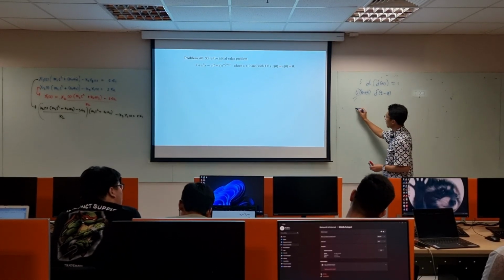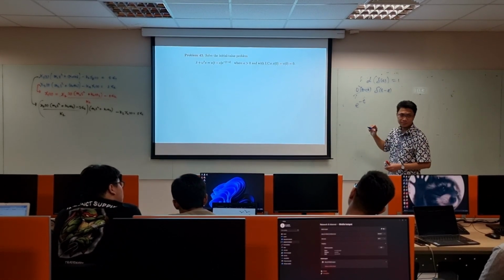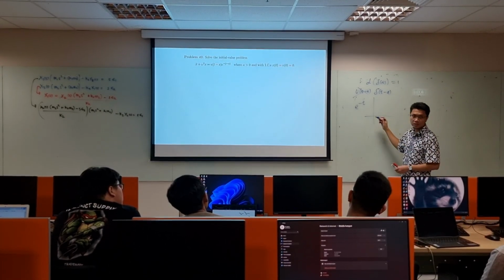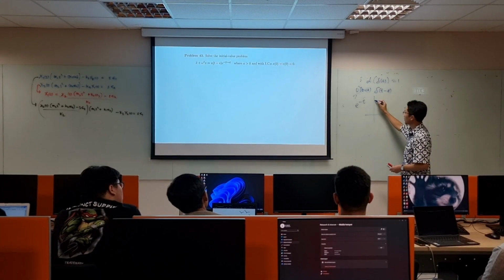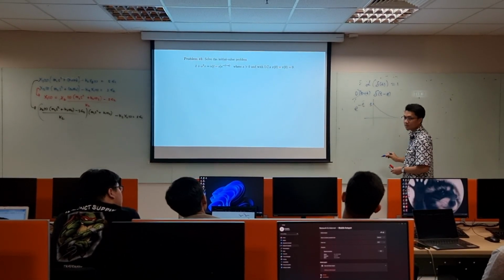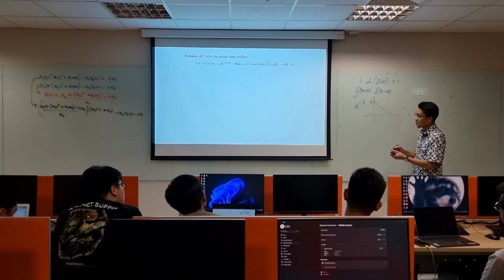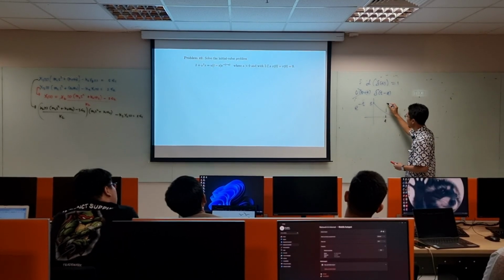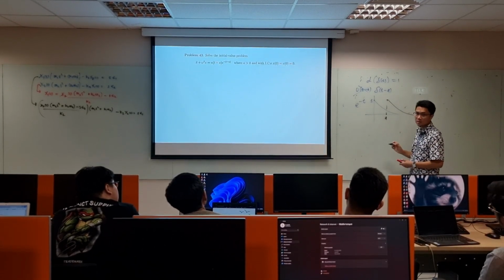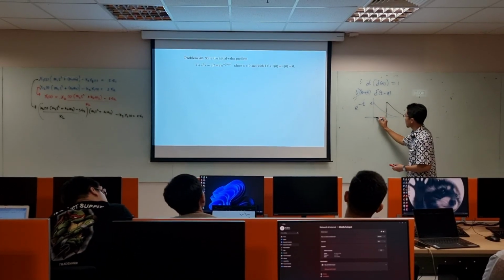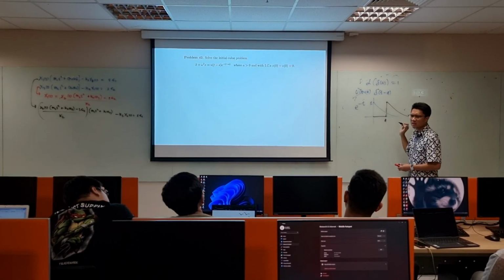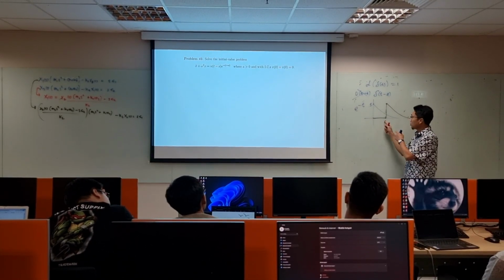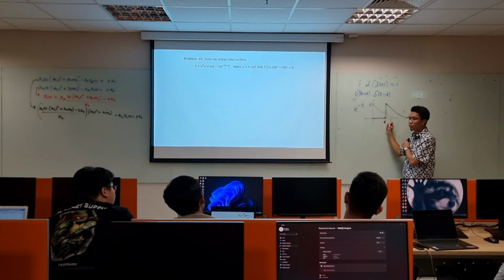But with the e to the power minus t, how does it look like? When t equal to 0, it's 1. Then after that, it goes like this, and then it is being shifted by a. So this is the a, it goes like this. But what happened from 0 to a? We want it to be 0. Before a, we want it to be 0.